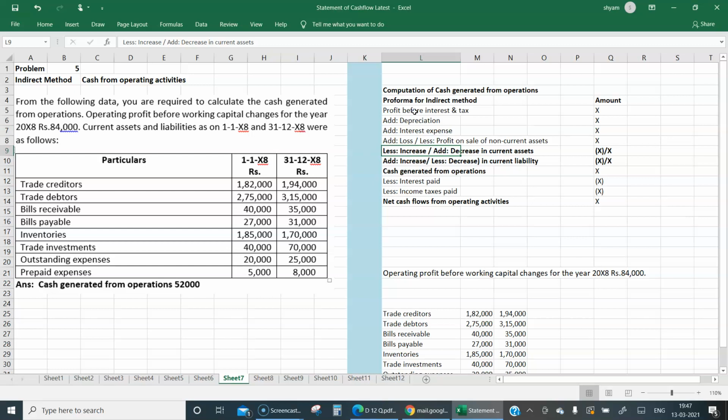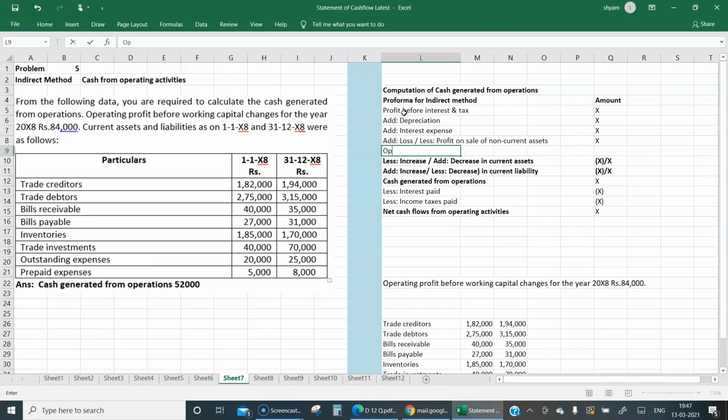So he says the operating profit, this is the number he says, operating profit before working capital changes. That's what he means here. So he wants to find out this number, and this he has given.